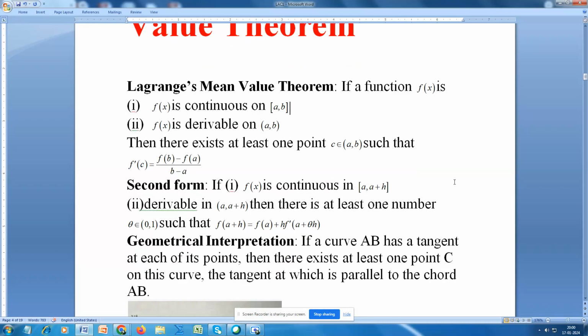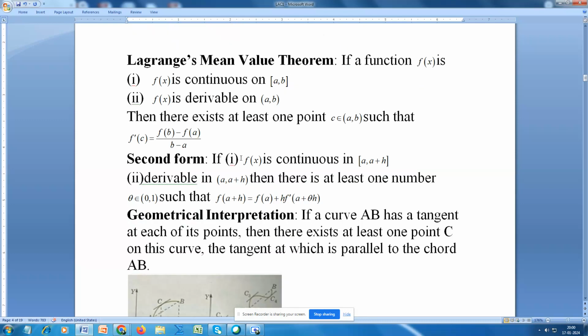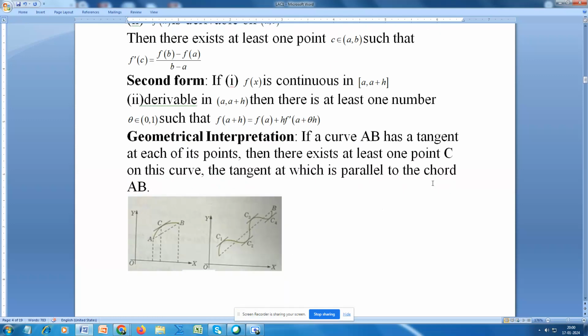And also the second form, which may be useful for 2 marks, and sometimes we use the second form while solving problems. If f of x is continuous in the closed interval [a, a plus h] and derivable in the open interval (a, a plus h), then there is at least one number theta belonging to the open interval (0, 1) such that f of a plus h equals f of a plus h times f dash of a plus theta h.